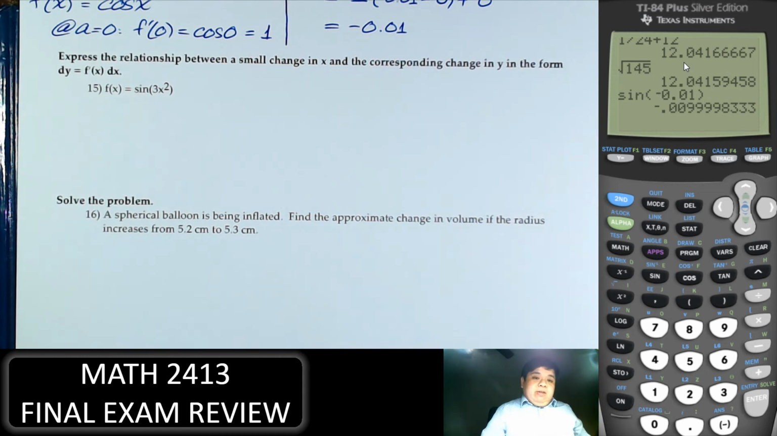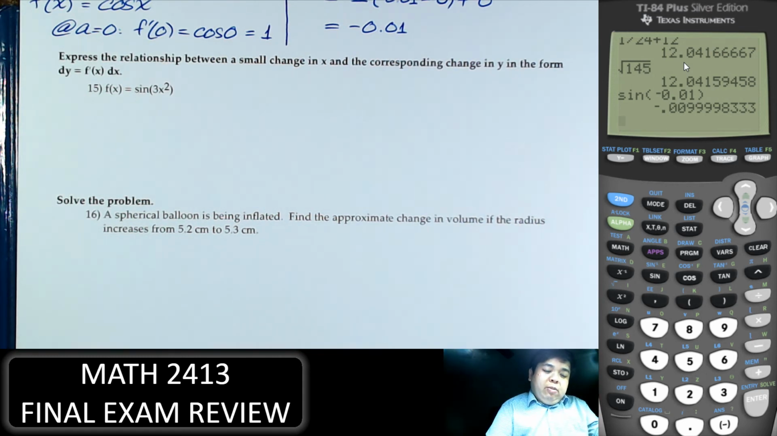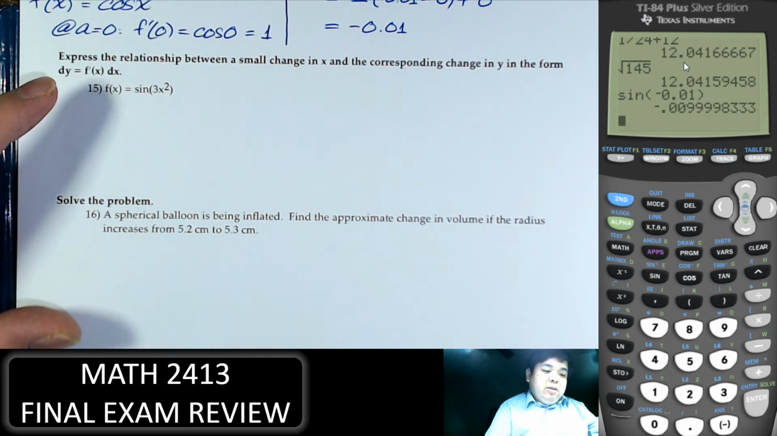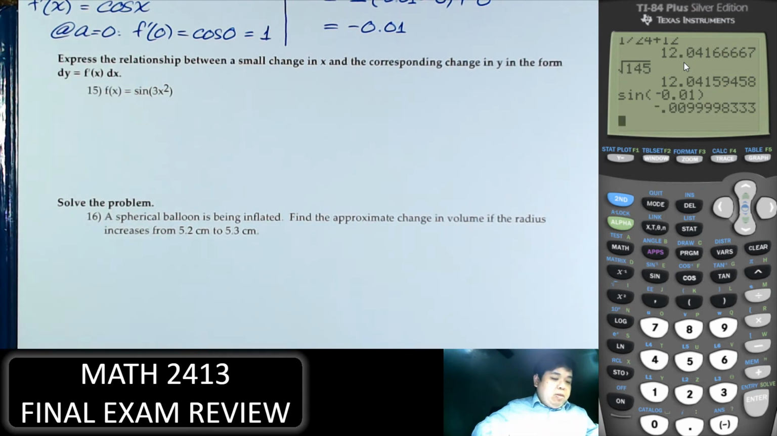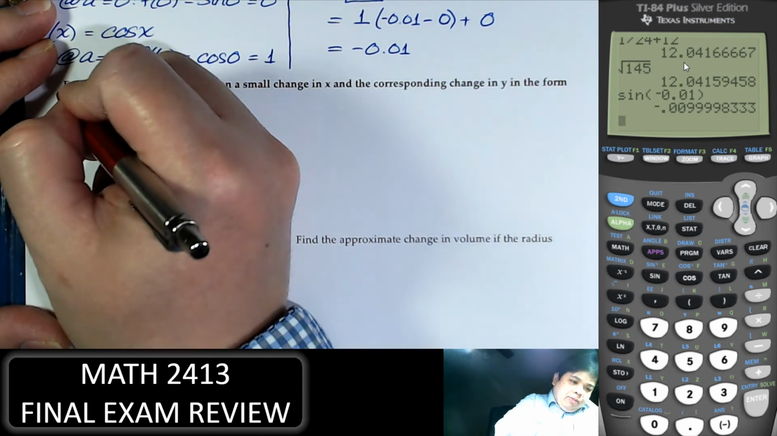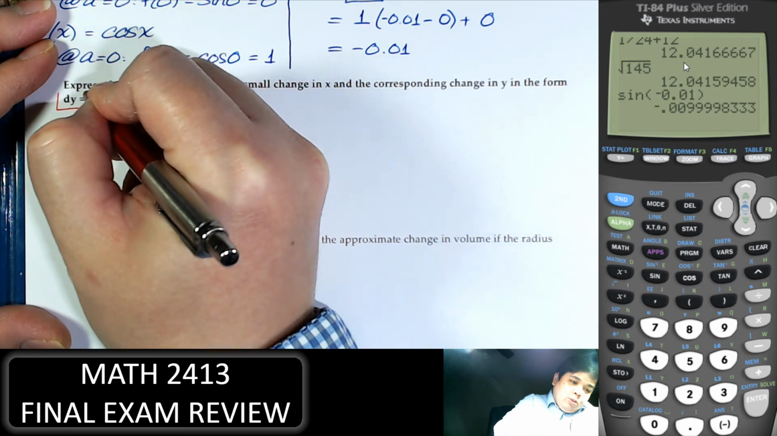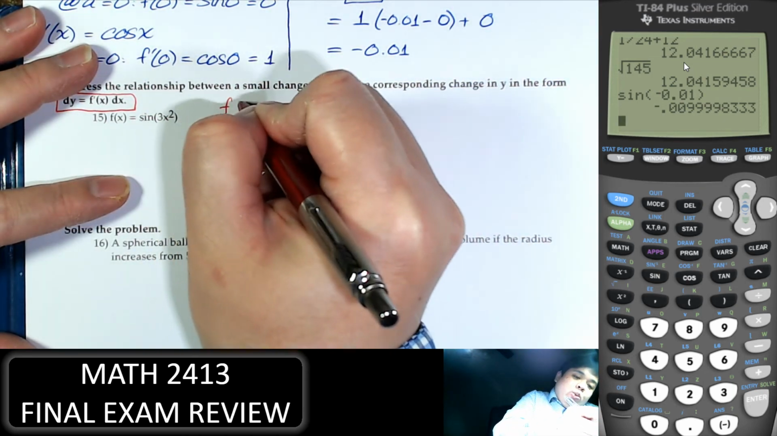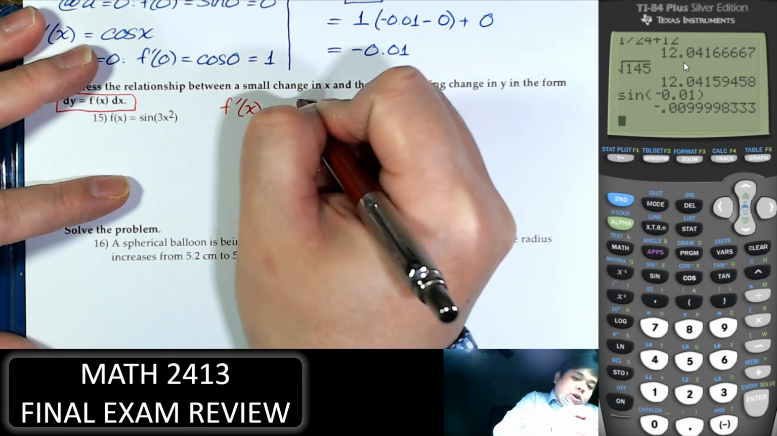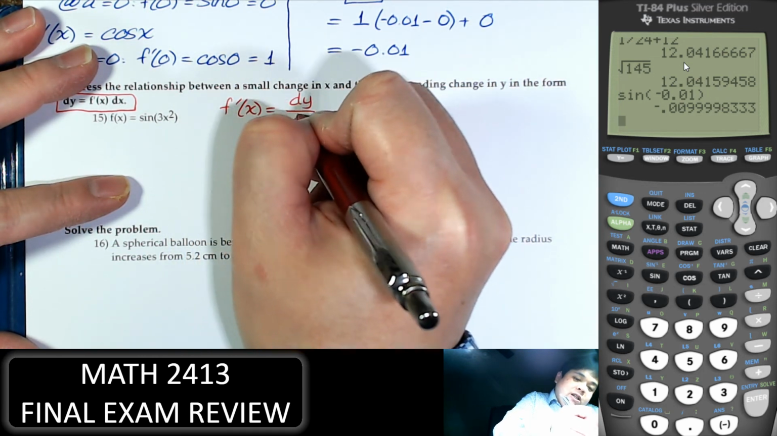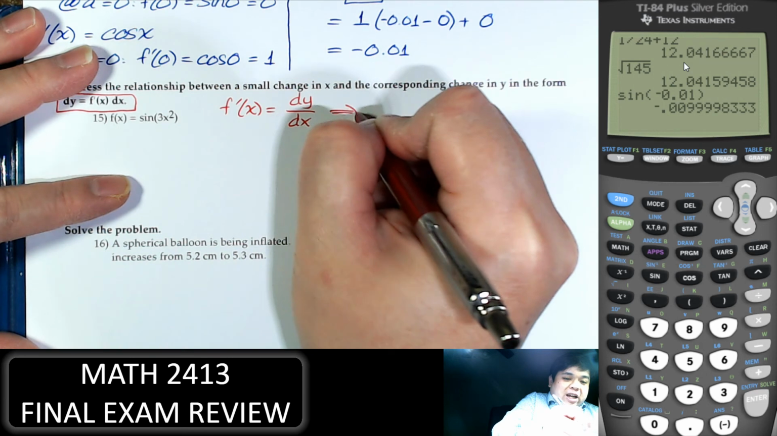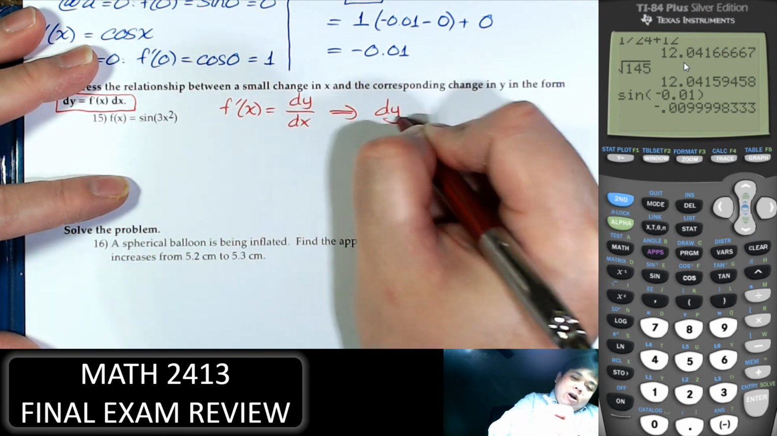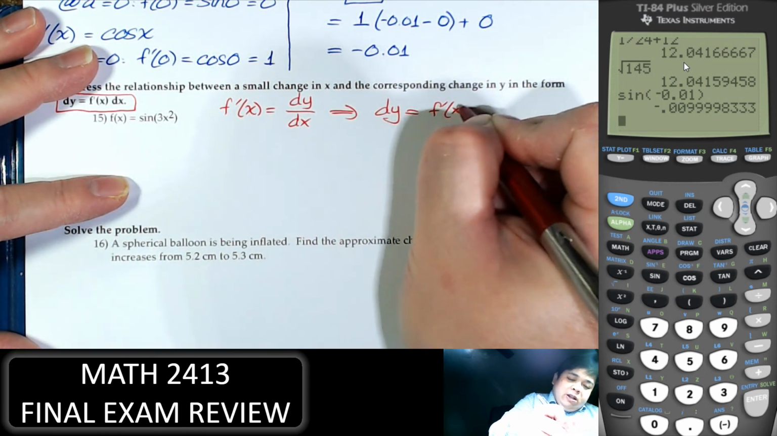Next, we have differentials. This one we try to find dy in terms of dx. Pretty much this is what we have to put the answer as. It's very simple, right? We can see that for the derivative the notation is dy over dx. Now, multiply dx on both sides: dy is equal to the derivative times dx.